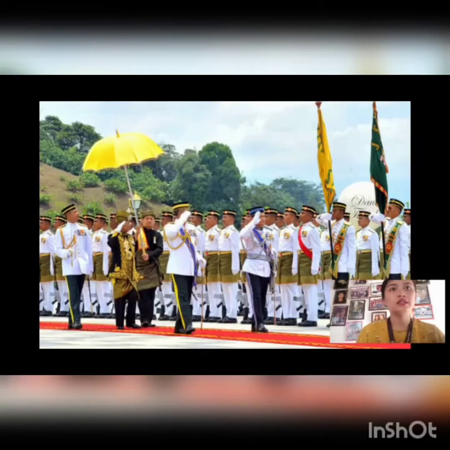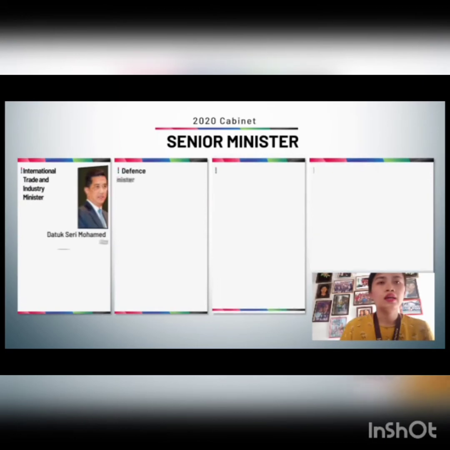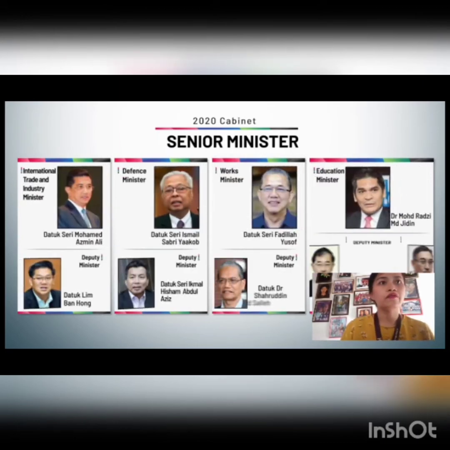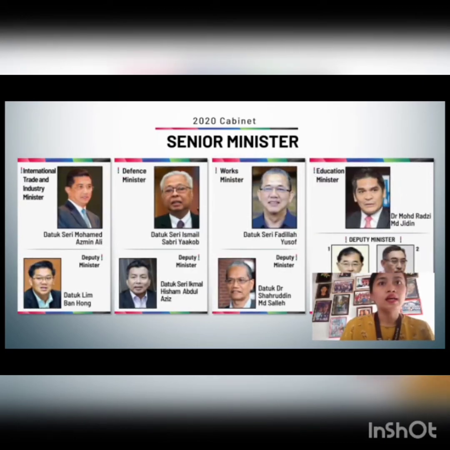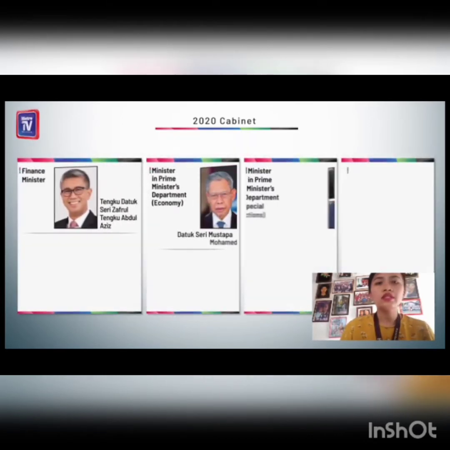His symbolic roles include being the commander-in-chief of the Malaysian Armed Forces and carrying out diplomatic functions such as receiving foreign diplomats and representing Malaysia on state visits. The Yang Dipertuan Agong is the head of Islam in his own state. The 4 states without rulers are Penang, Malacca, Sabah and Sarawak, and the Federal Territories.